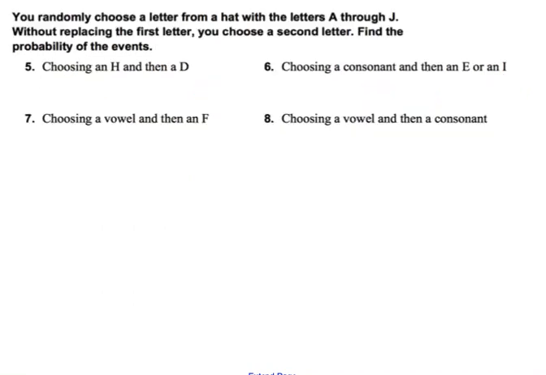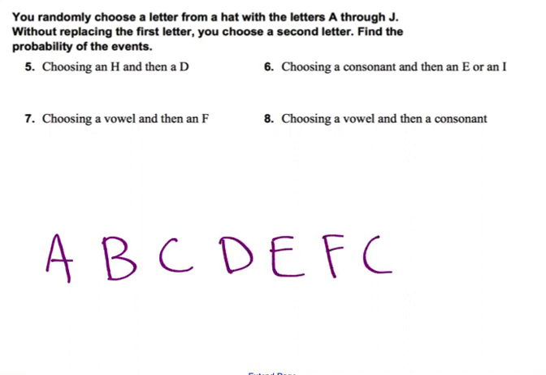You randomly choose a letter from a hat with the letters A through J. Without replacing the first letter, you choose a second letter. Find the probability of the events. So the letters A through J, I'm going to go ahead and write down here. A, B, C, D, E, F, G, H, I, J.